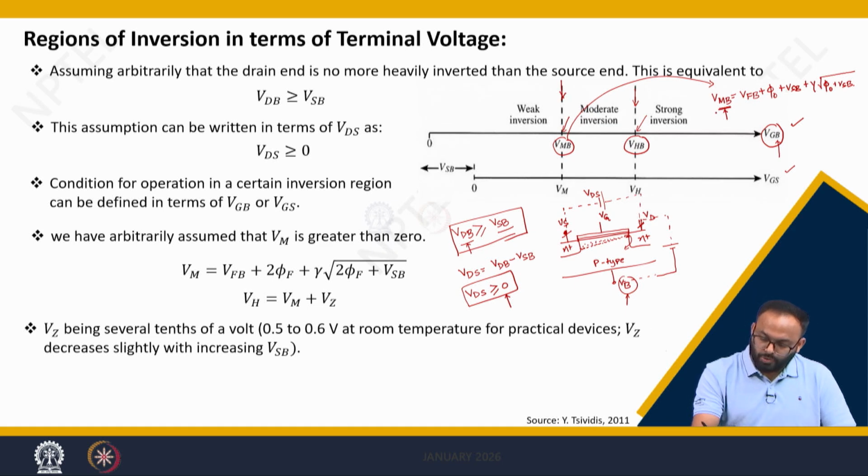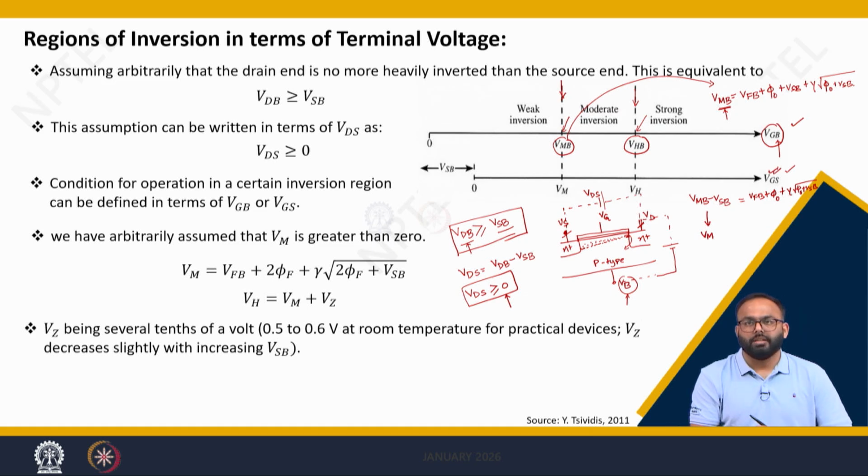But now if I want to represent everything in terms of source as a reference, then I need to take VMB minus VSB, which is nothing but V flat band voltage plus phi naught plus gamma times the square root of phi naught plus VSB. And in our previous lectures, we have defined this term as Vm. That is what is seen here: if you are considering source as a reference, then this axis will be VGS instead of VGB, and this point will be VM.